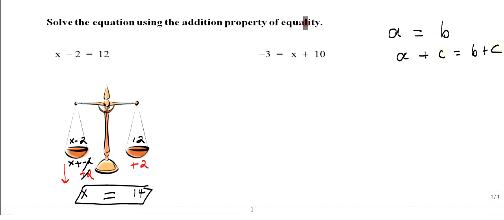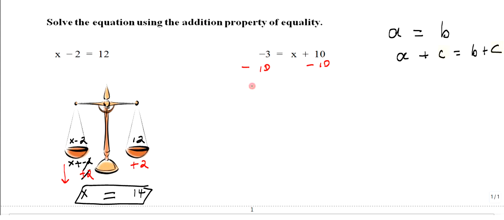For this one, we're going to do the same idea. I want to get x by itself on the right side. Currently, I've got x plus 10. So what I'm going to do is I'm going to subtract 10 from this side. But if I take 10 away from this side, I have to also take 10 away from the other side to keep the scale balanced. And I don't know why I wrote 3, but I'm going to have to subtract 10 from both sides.